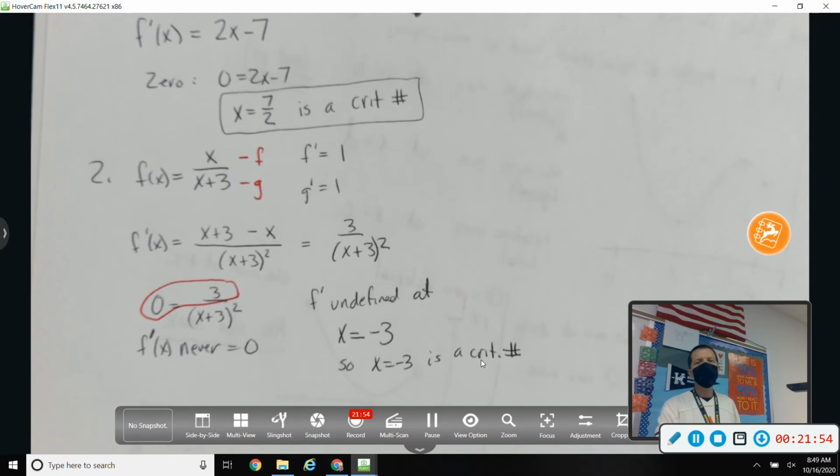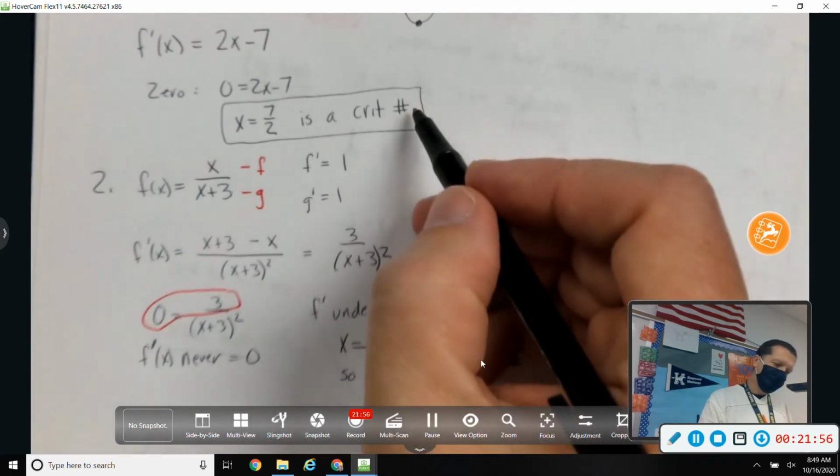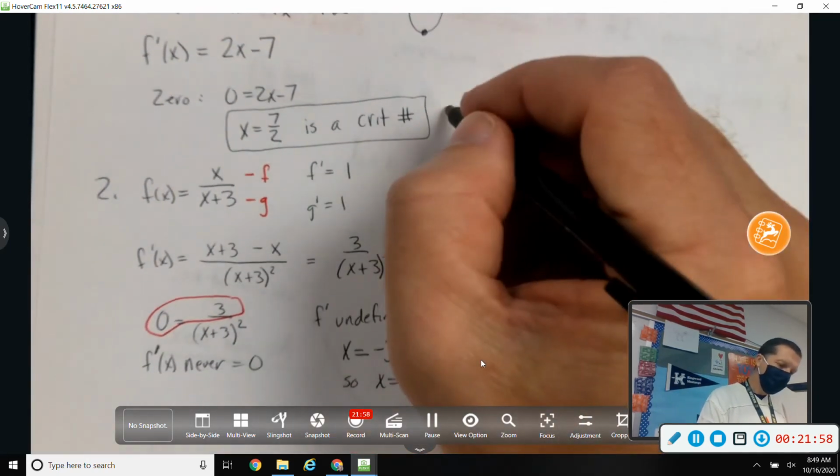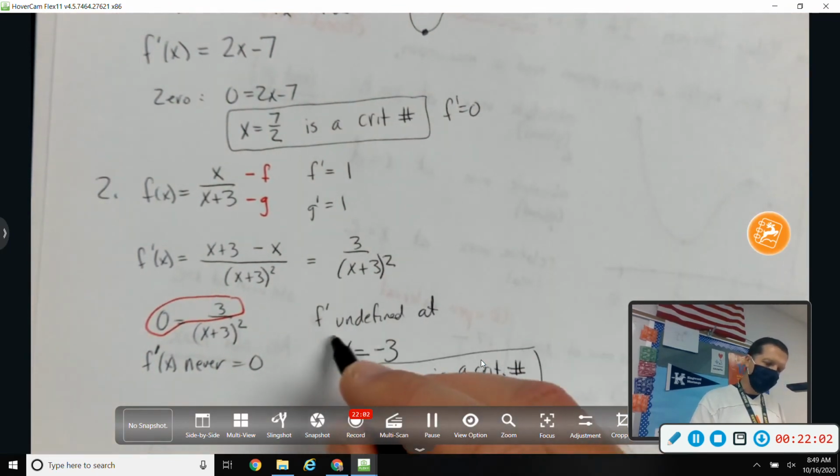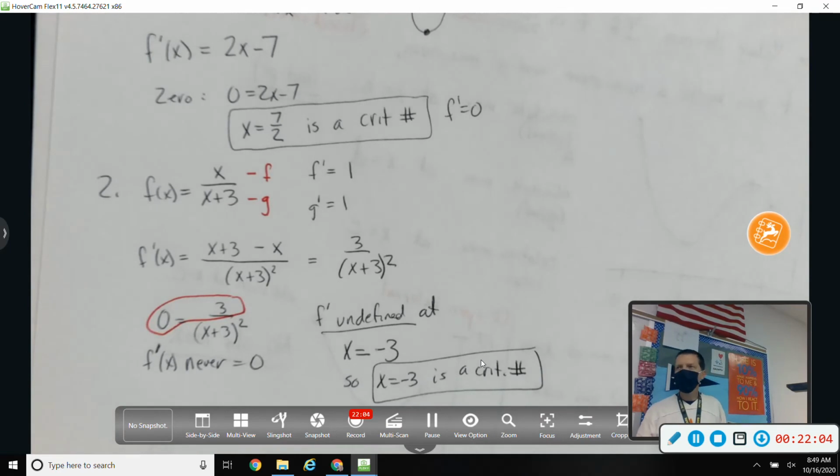So in those first two examples, we had a critical number where f prime was 0, and a critical number where f prime was undefined. And you could have both.